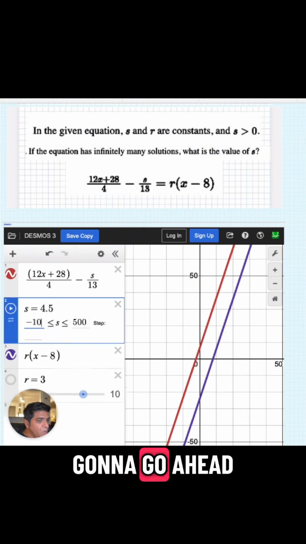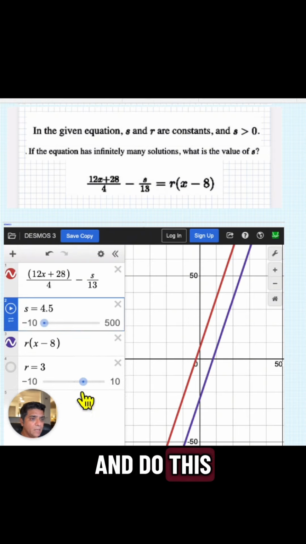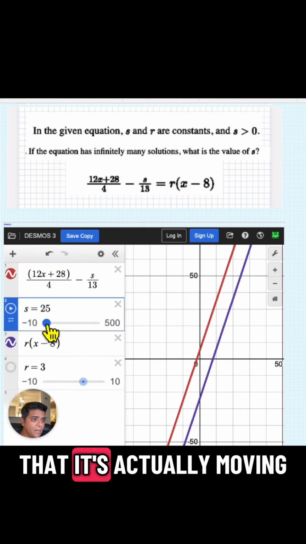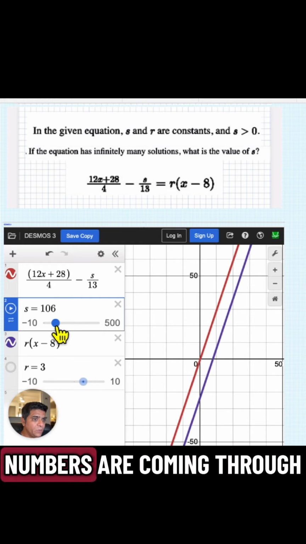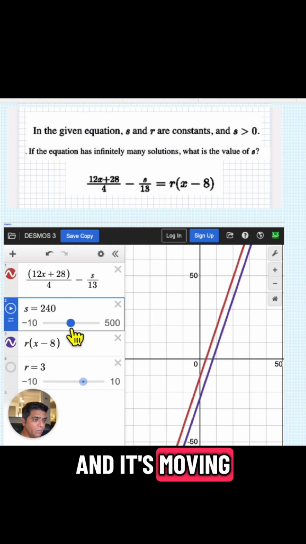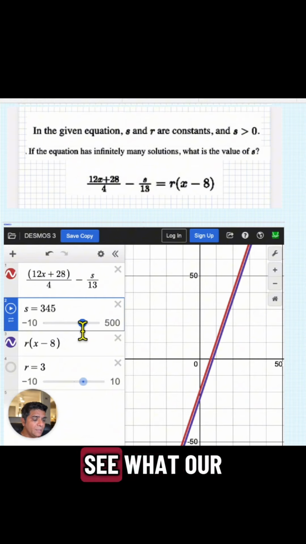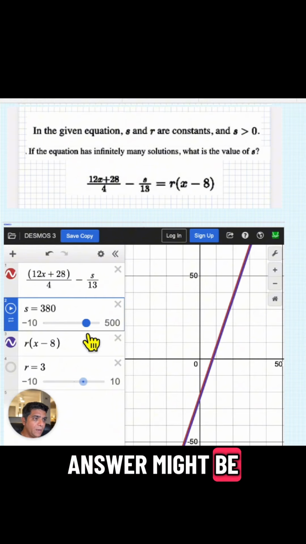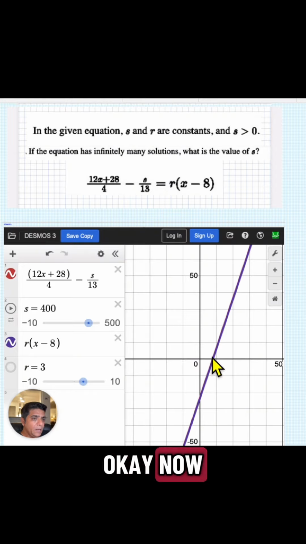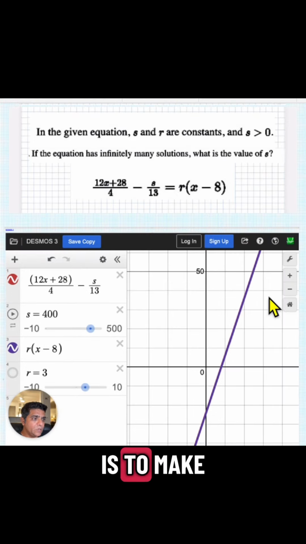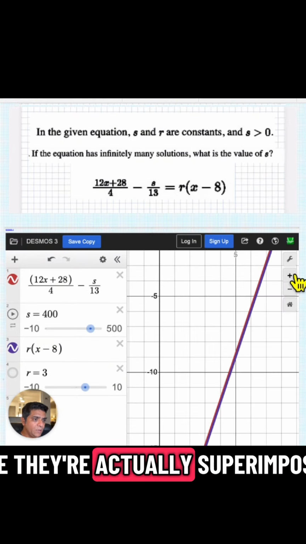So I'm just going to go ahead and do this. And now I can see that it's actually moving. See, the larger numbers are coming through and it's moving. So the goal is to superimpose these two together and see what our answer might be. Okay, now the trick here is to make sure they're actually superimposing.